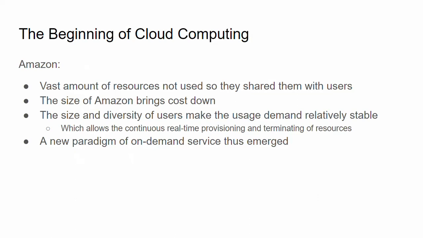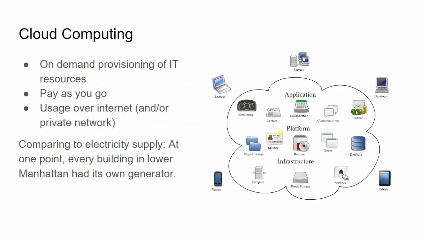So that's when a new paradigm of on-demand IT service emerged. The term on-demand brings us to the definition of cloud computing. What is cloud computing? Some characteristics of cloud computing. Number one is the on-demand provision of IT service or IT resources. You ask for it, you get it. Then the second thing is pay as you go. I provision a server, I run it, and once I finish, I close it. I'm not going to pay for it. I only pay when I use the server. Once I stop using the server, I'm not paying for it.